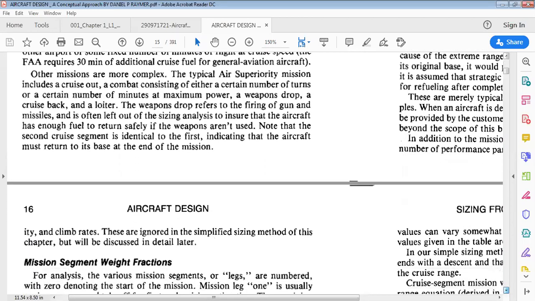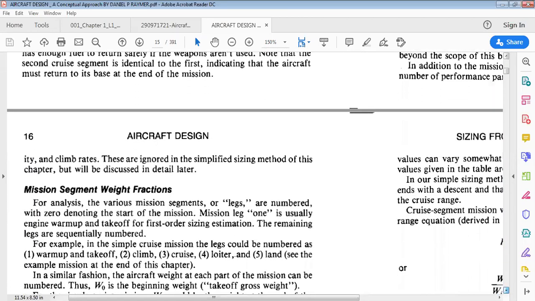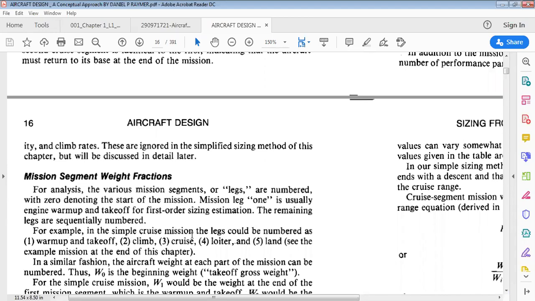Mission segment weight fractions: for a simple cruise mission, the legs could be considered as warm-up and takeoff first, then climb, cruise, loiter, and land. This is called a simple mission profile. These are called mission legs. Mission leg 1 is usually engine warm-up and takeoff, used in first-order sizing estimation. The remaining legs are subsequently numbered 2, 3, 4, 5, 6 accordingly.